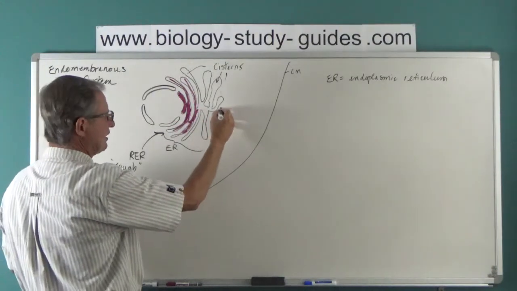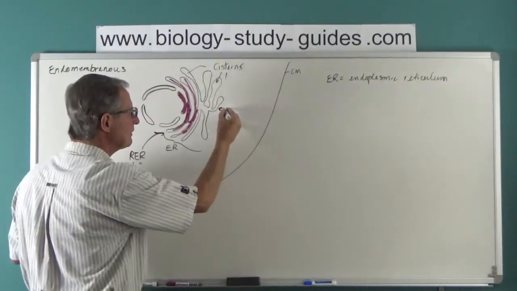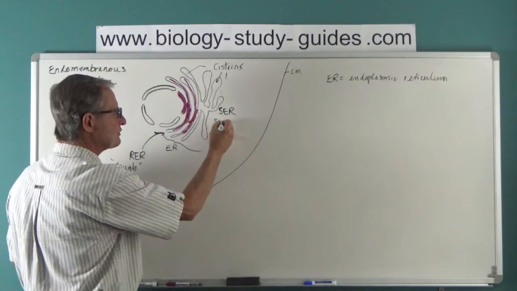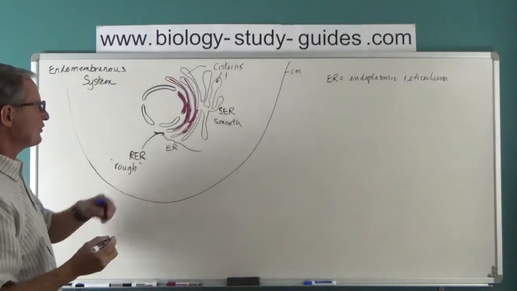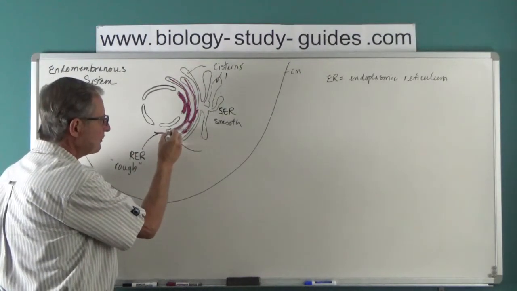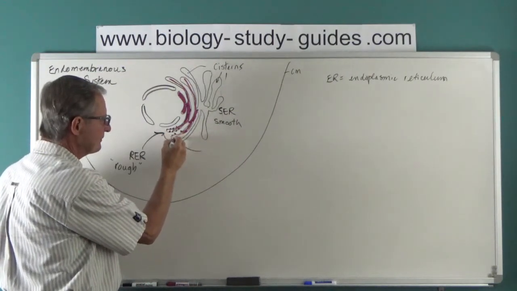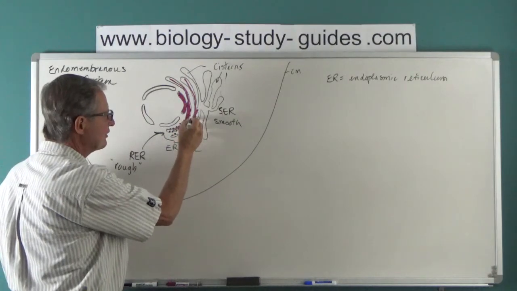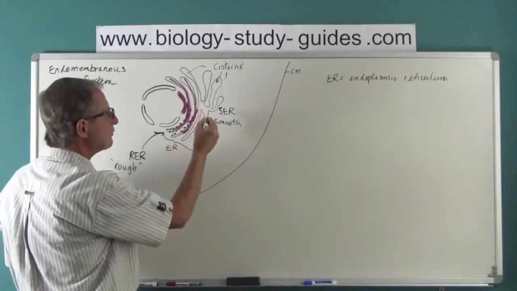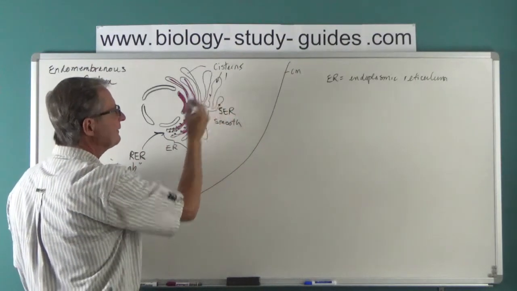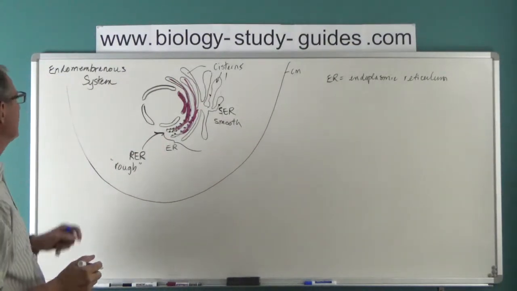This is called the SER over here. And the S stands for smooth. The distinction in the names, smooth versus rough, is because the rough endoplasmic reticulum has got ribosomes on its surface. And that gives it a roughened, almost sandpapery appearance if you look at it under an electron microscope. The smooth endoplasmic reticulum may have the odd one, but in contrast to rough endoplasmic reticulum, there's virtually none of it.